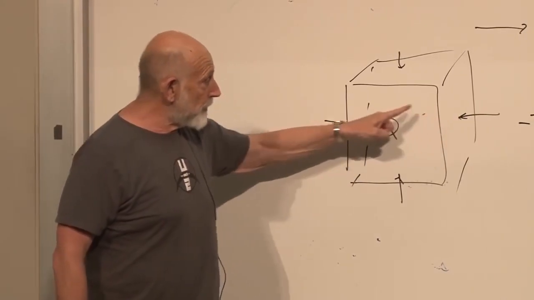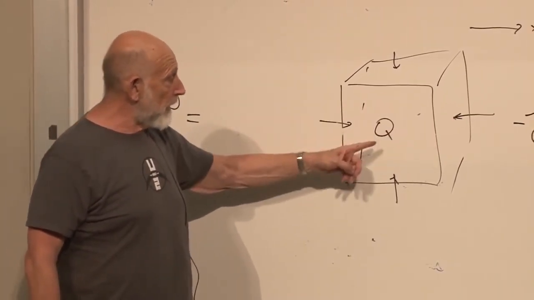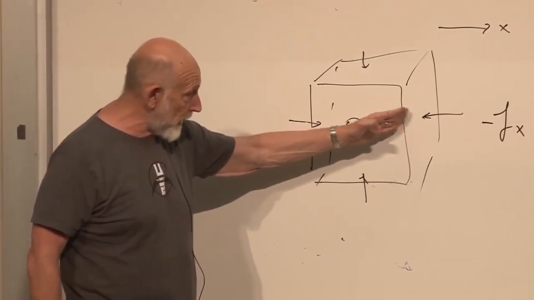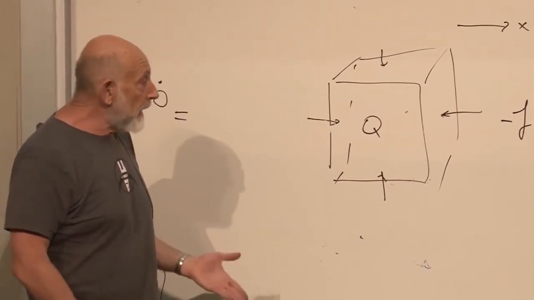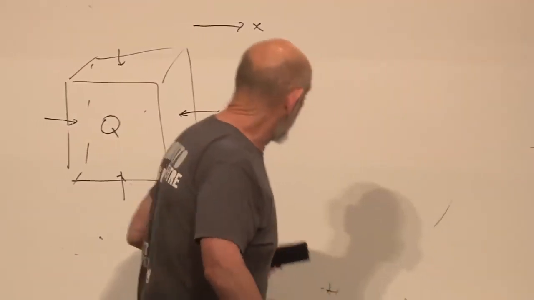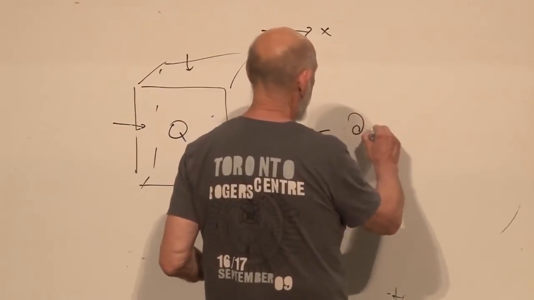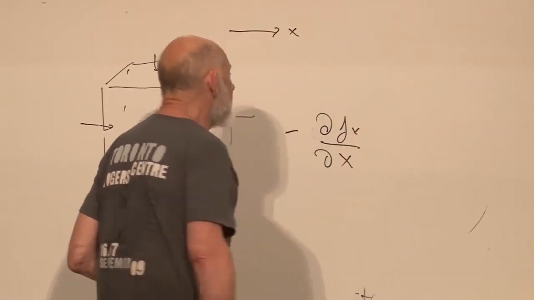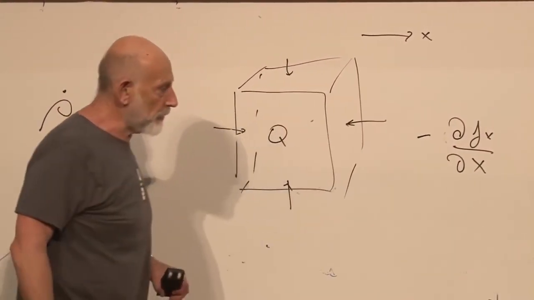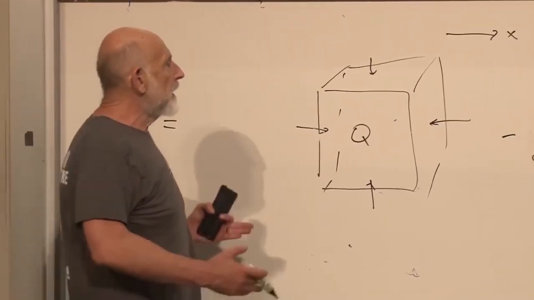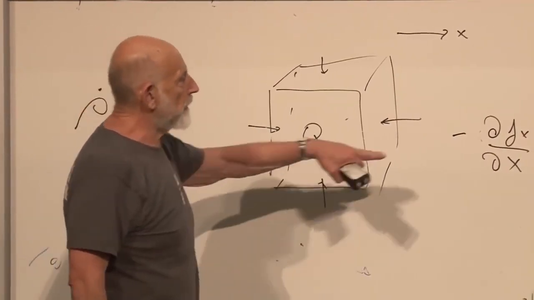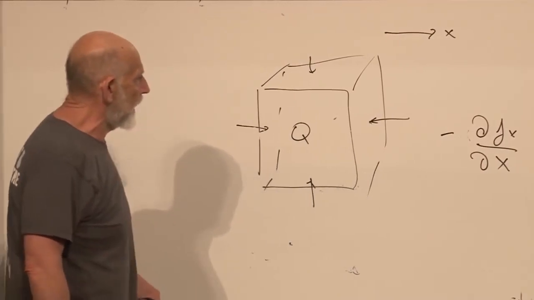So if I take this contribution and that contribution, it corresponds to a certain derivative of jx, the difference between jx over here and over here, and it is basically the derivative of jx with respect to x. In fact, it's minus the derivative of jx with respect to x. That's the contribution from the two faces which are perpendicular to x. The charge flowing per unit time through the two faces perpendicular to x is proportional to minus the derivative of jx with respect to x.